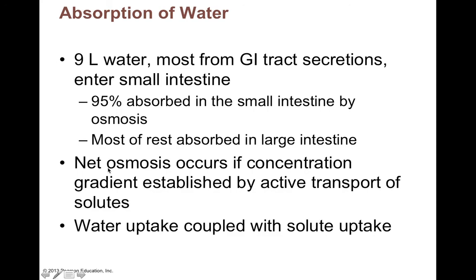So net osmosis only occurs if there's a concentration gradient, and you only get that concentration gradient if you're actually absorbing nutrients. Okay? So water uptake is coupled with solute uptake, and that makes sense. So if you're not absorbing solutes, you're also not absorbing water, and that leads to diarrhea, right? So it makes a lot of sense there.